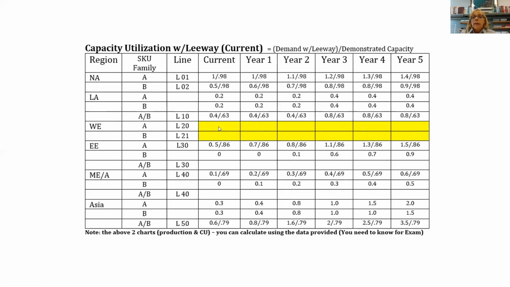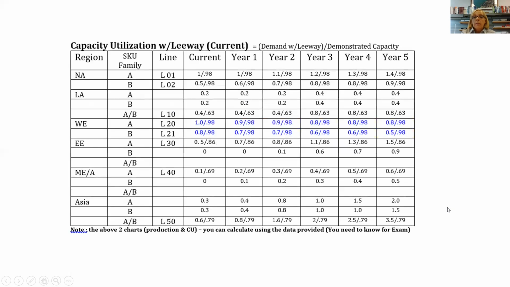All right, so we're going to do the same for Western Europe. What we simply do, we'll look up those tabled data for demand with leeway, and we're going to separate that from the demonstrated capacity by simply doing the slash between them. All right, I have the solution for that. As I said, that's been posted. So if we're looking at Western Europe, in the current year the demand with leeway is 1 million, and we currently have demonstrated capacity of 980,000, which is represented here as 0.98.